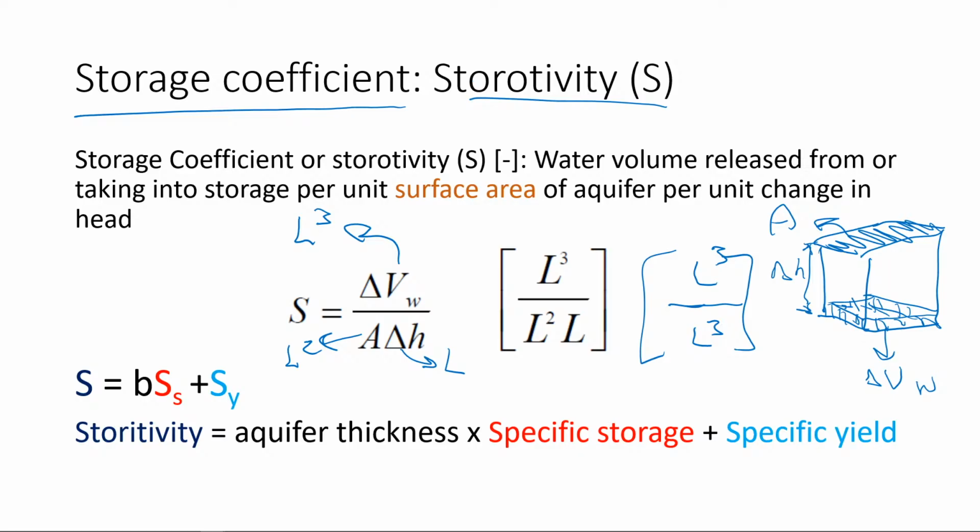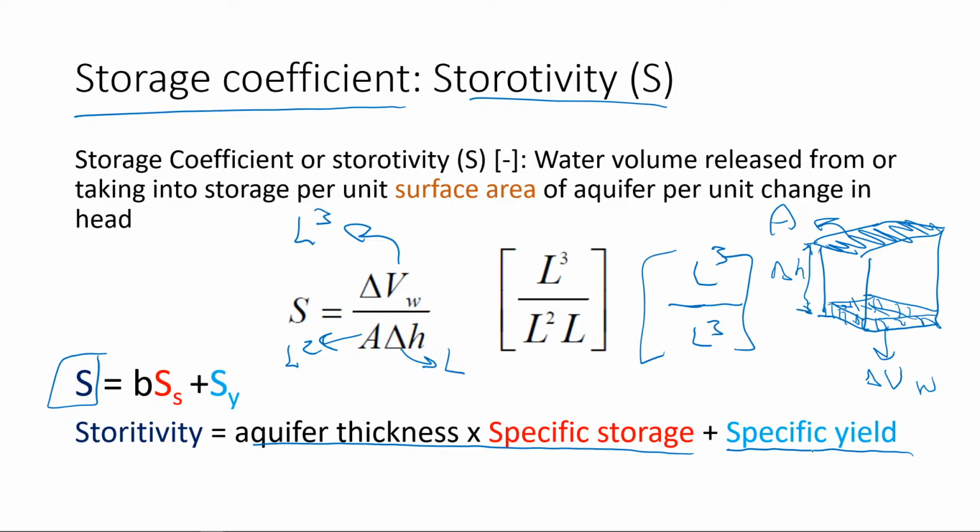Now this is the interesting part. The storage coefficient, or storativity, S, is equal to two things: aquifer thickness times specific storage, plus specific yield. Okay, so what does this mean? The storage in any aquifer, whether confined or unconfined, has two components.